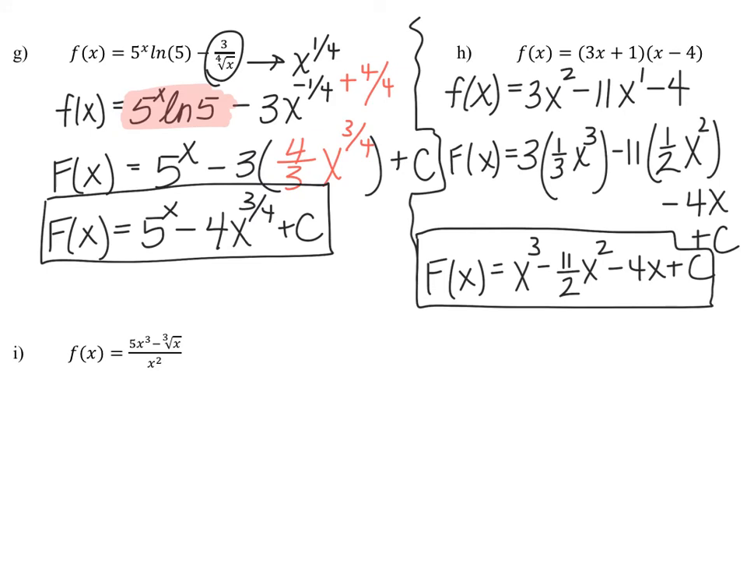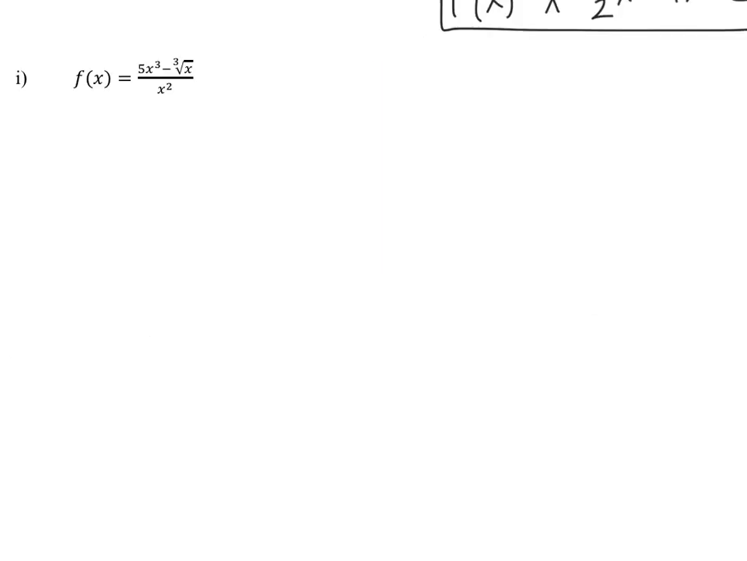Now let's move on to something that looks a lot more complicated. Example I is the function 5x cubed minus the cube root of x, all divided by x squared. So you might be having flashbacks of the quotient rule, maybe nightmares. But I have good news for you. There is no such thing as undoing the quotient rule. That would be a complicated mess. So we're not going to undo the quotient rule here.